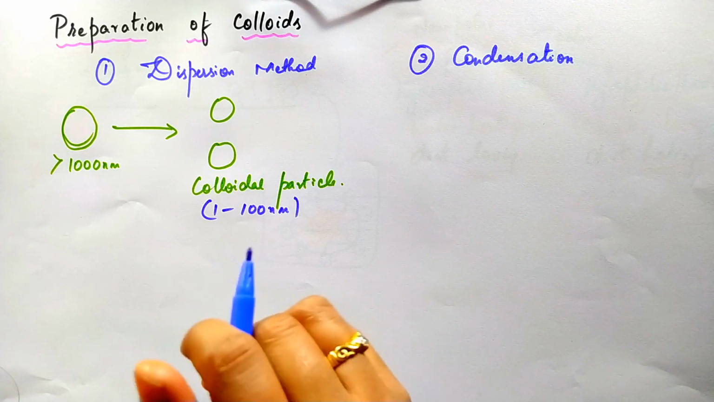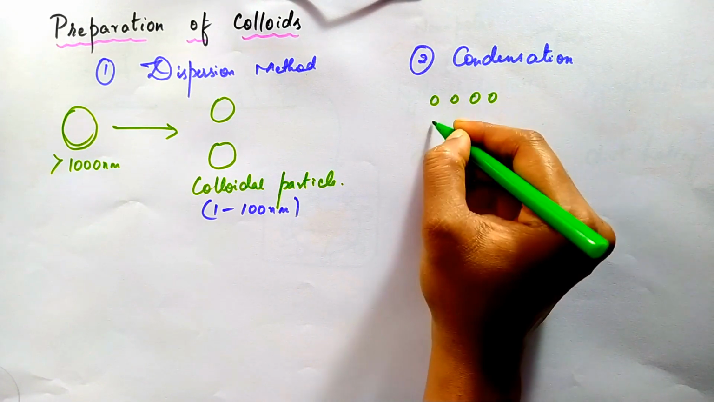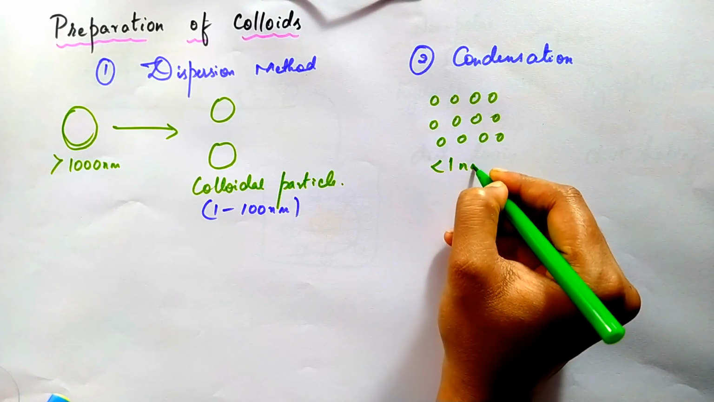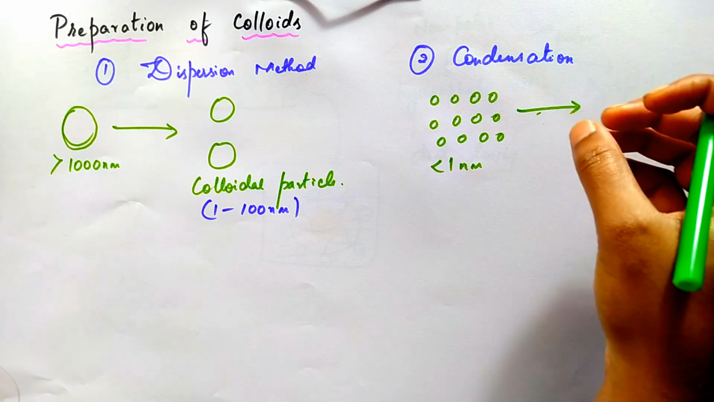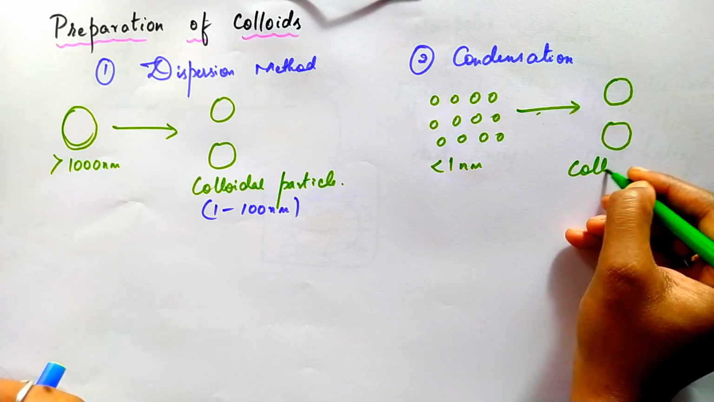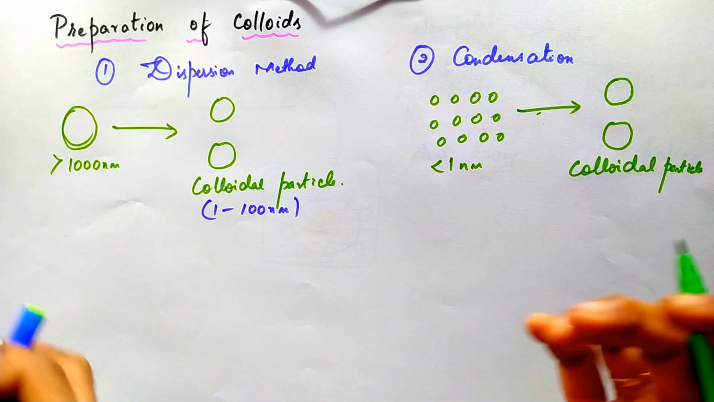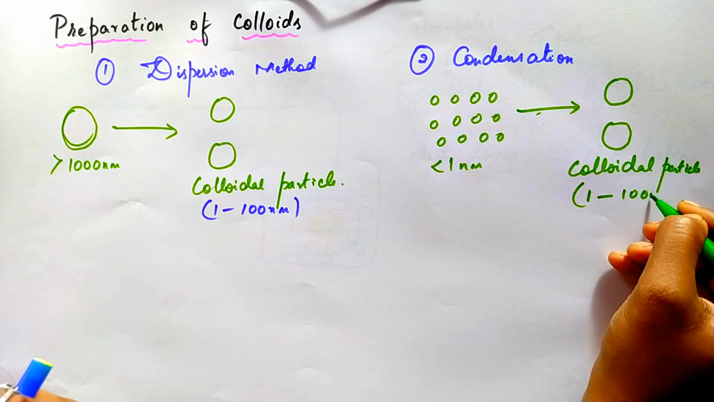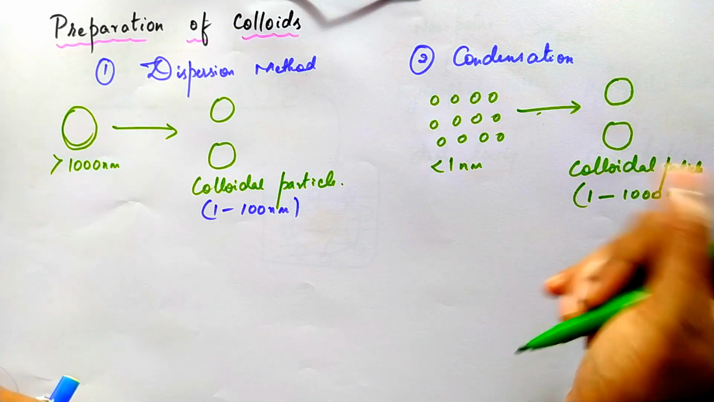And the next one is the condensation method. If the particle size is lesser than 1 nanometer, then these particles are aggregated to form a colloidal particle. This is called the condensation method. Here particles are aggregated, combined to form a colloidal particle, that is from 1 to 1000 nanometer. The size of the particle lies between 1 to 1000 nanometer, is called the condensation method.